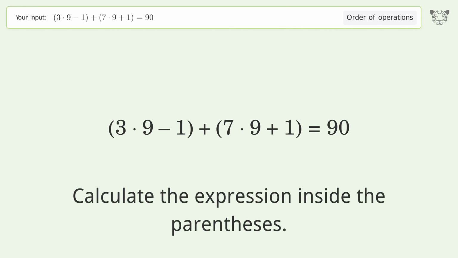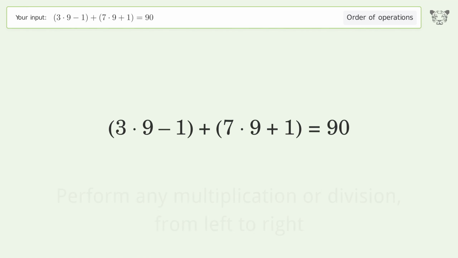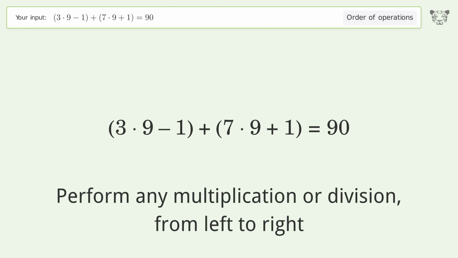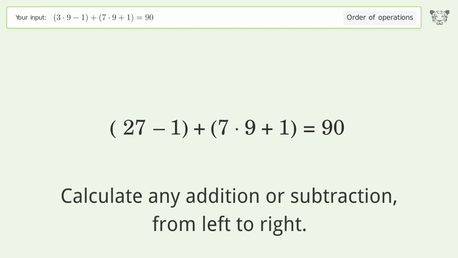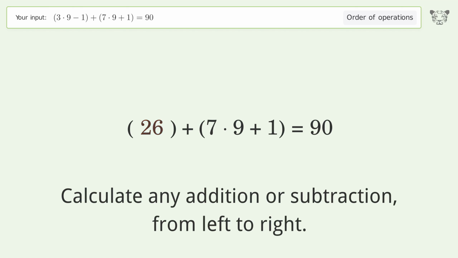Calculate the expression inside the parentheses. Perform any multiplication or division, from left to right. 3 times 9 equals 27. Calculate any addition or subtraction, from left to right. 27 minus 1 equals 26.